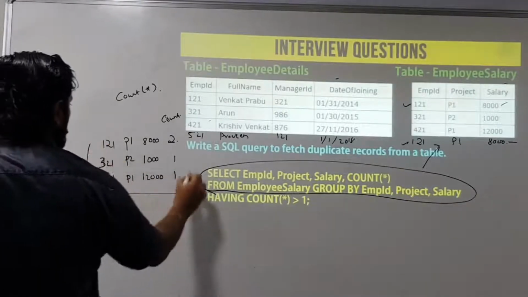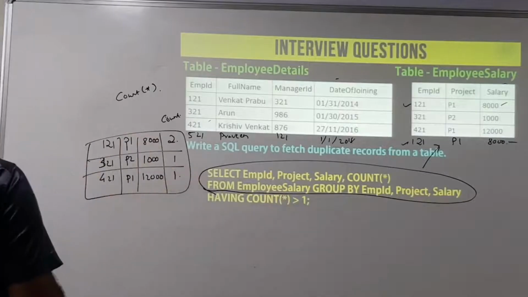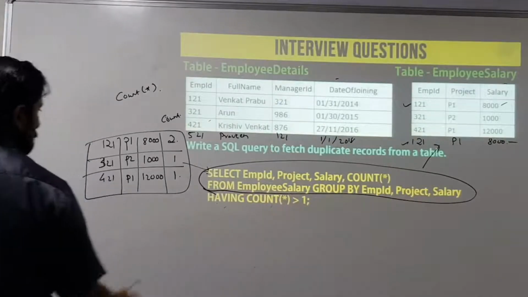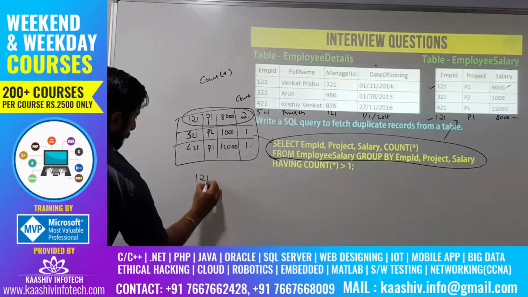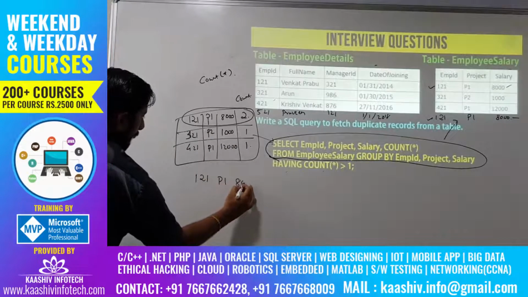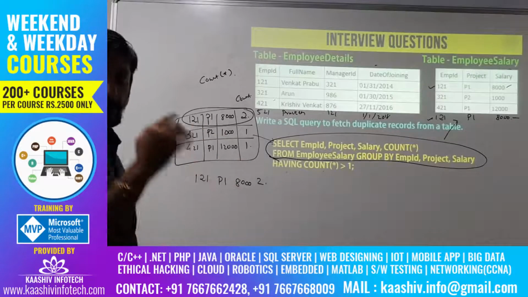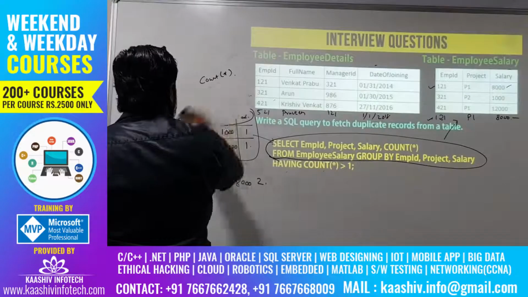This is the query I've got, and this is the output I got once I executed it. Now I'm trying to put a HAVING COUNT(*) greater than 1. So this is the record. We are able to find the duplicate, 121 P1 8000, and the count is 2. So this is how you get the duplicate records from your table. Let's move on to the next question.